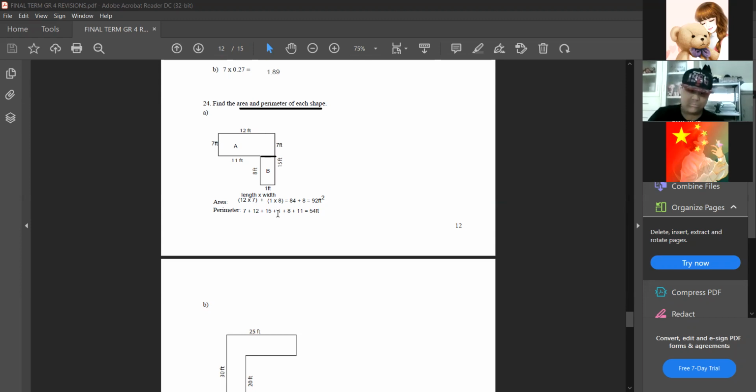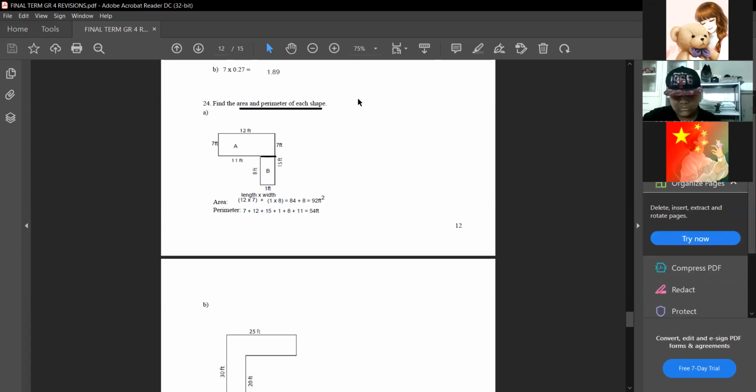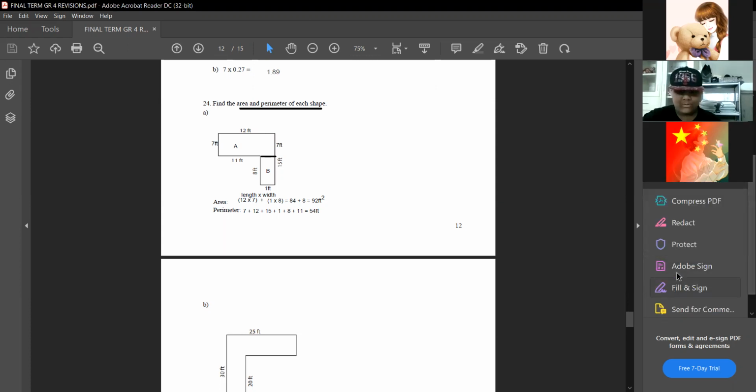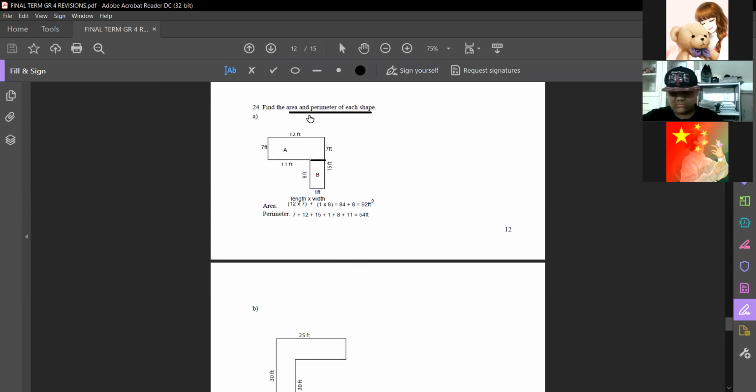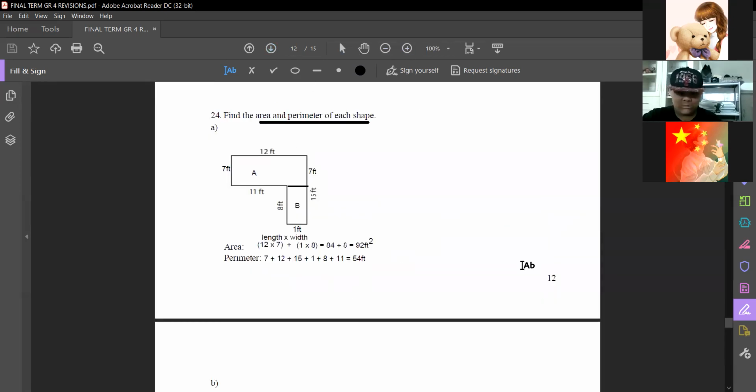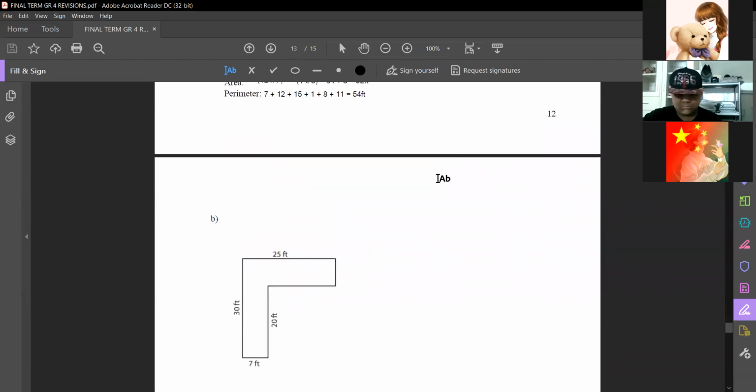Okay, so how about question number B? Any volunteer to try? Even yesterday I already guided, right, how to do everything. Correct or not? Okay, we are still finding the area and perimeter of the shape. Am I right? Yes. Okay, so who wants to try B?